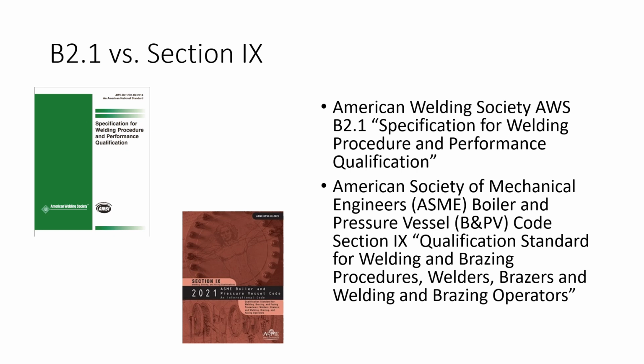As I've said before, AWS B2.1 is pretty much ASME Section 9 Light. It's pretty close. Specification for procedure and performance qualification. And then Section 9 is welding and brazing procedures, welders, brazers, and welding and brazing operators qualifications too. And I think it's for gluing stuff. But they're pretty similar. I know I'm beating that horse to death, but anyways.